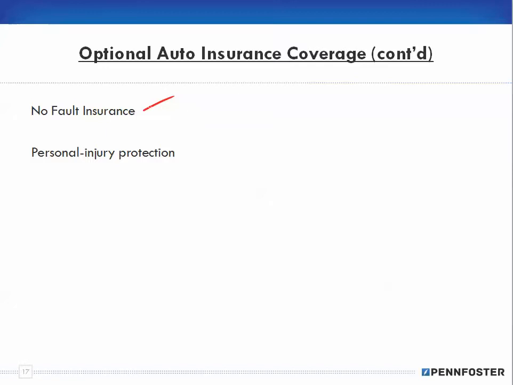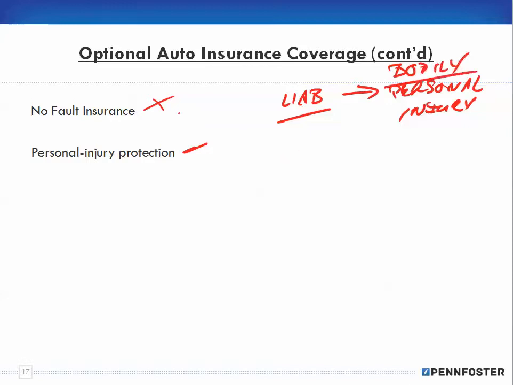If a state has no-fault insurance, you have to purchase personal injury protection. Think about this. Remember you had liability insurance, which covered the other guy as far as bodily injury. Well, if you say you want no-fault insurance, meaning you're not going to be responsible for his bodily injury, what about your bodily injury? If you take no-fault insurance, you're required to have personal injury protection, because the other guy is not going to cover your insurance. So what do you have? You have nothing. So if you're taking no-fault, you have to have personal injury protection as part of that.